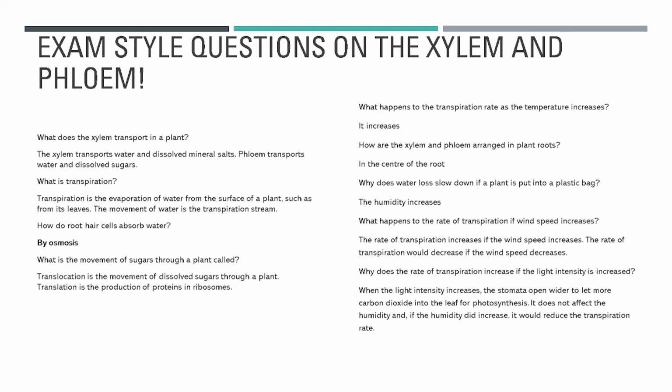So, why does the rate of transpiration increase if the light intensity is increased? Well, as the light intensity increases, the stomata open wider to let more carbon dioxide into the leaf for photosynthesis. It does not affect the humidity. If the humidity did not increase, it would reduce the transpiration rate. Now remember, the stomata regulates gas exchange.